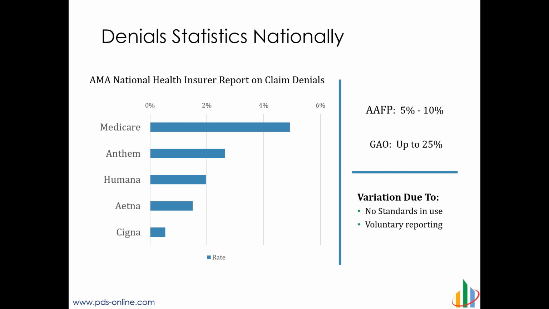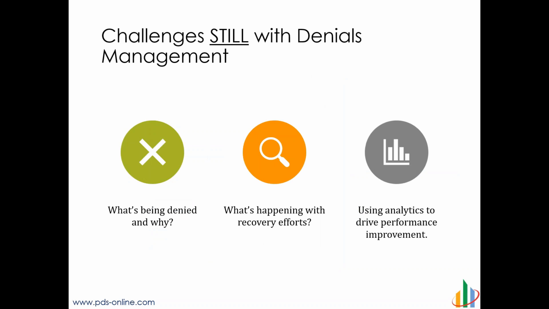There's a lot of variability in the statistics that get published, mostly due to the fact that there are no real standards in use on what is a denial and how to count it, and also that all of the reporting is voluntary. There's no national data set on what's a denial or how to measure them. These are the challenges with denials management: finding out what's being denied and why, and what's happening with your recovery effort. What we're going to look at today is using analytics to drive our performance improvement by understanding what's in our denials and what's our opportunity for recoveries.